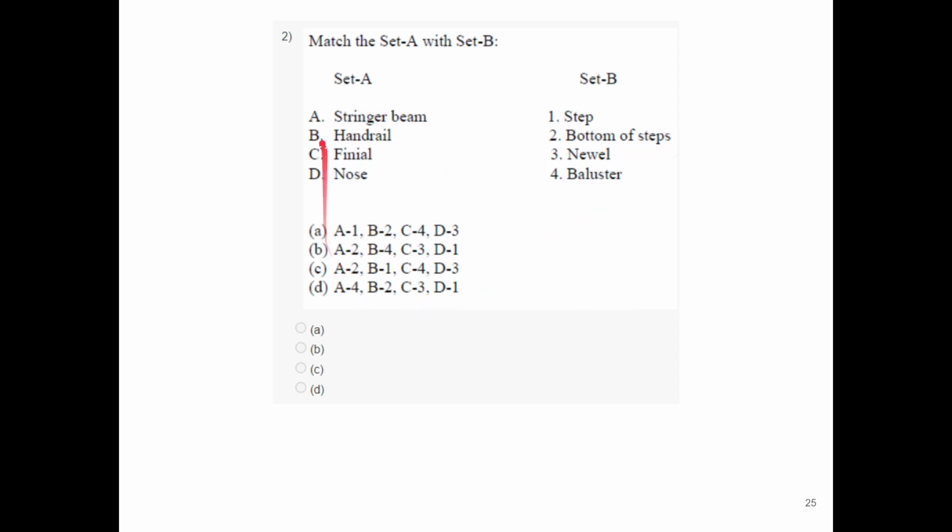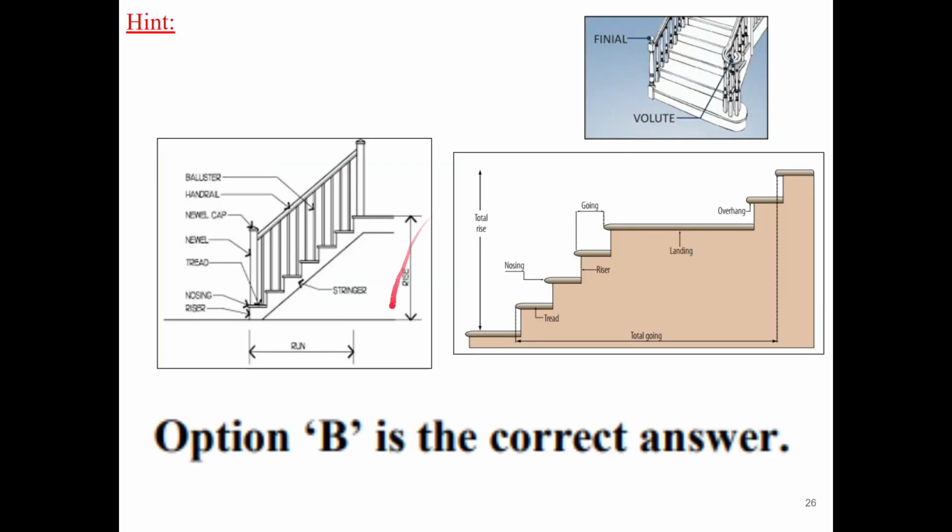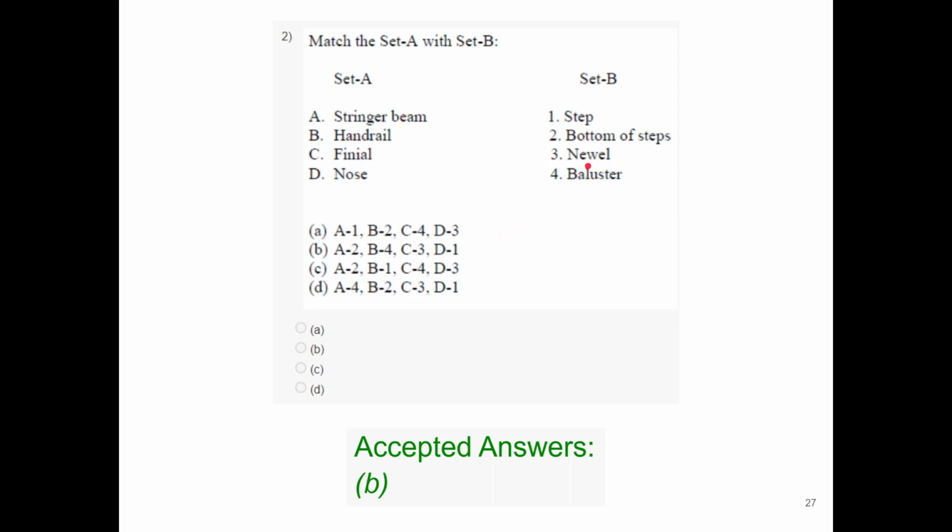Okay, so as per this, A is 2, that is either B or C will be correct. Second is handrail. So this is the handrail. And if you see all this, the step is this. Bottom of steps is the bottom of the step portion.